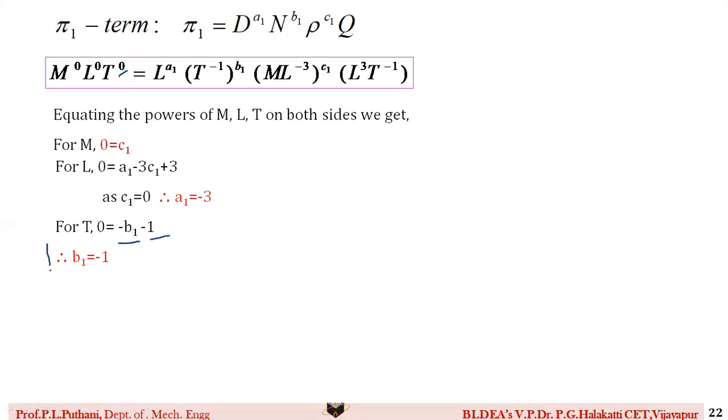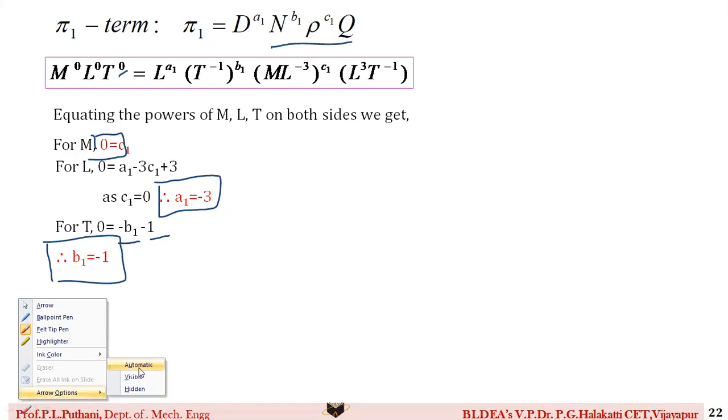b1 value is minus 1, which means the value of b1 is equal to minus 1, the value of a1 is equal to minus 3, c1 is equal to 0. All these values a1, b1, c1 we substitute in this particular equation such that we get the value of pi 1.